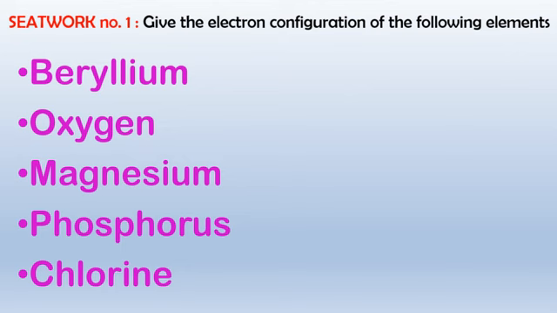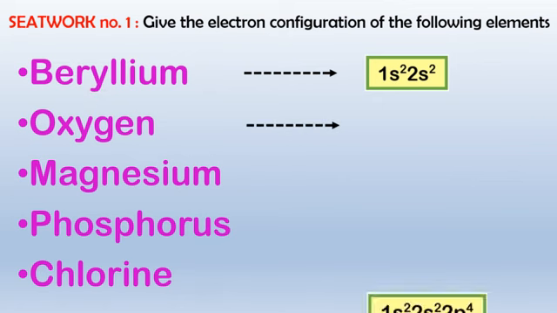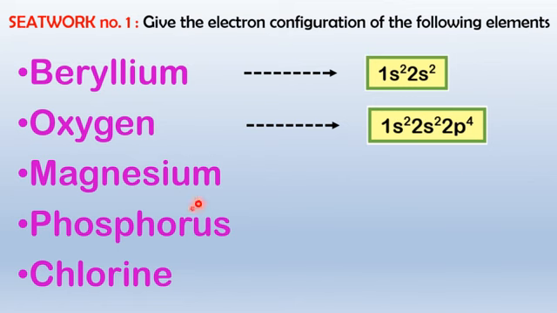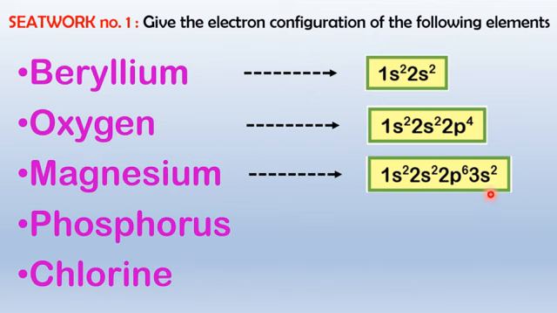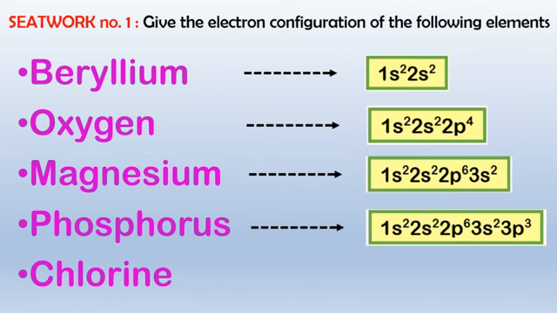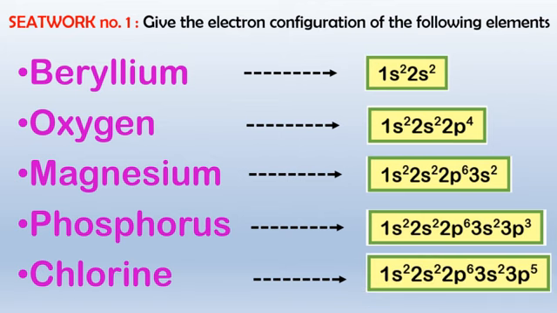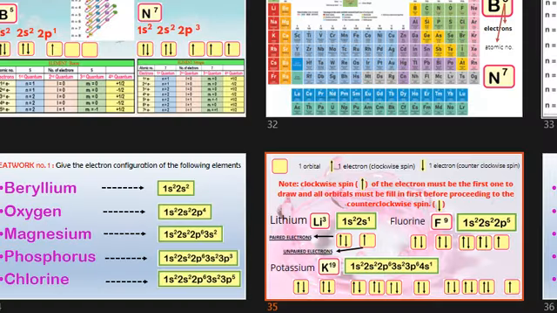Okay, time's up. Let's have the answer. For beryllium, we have 1s2, 2s2, because beryllium is the fourth element. Oxygen is 1s2, 2s2, 2p4, because oxygen has 8 electrons. Magnesium is 1s2, 2s2, 2p6, 3s2, equivalent to 12 electrons, while phosphorus is 1s2, 2s2, 2p6, 3s2, 3p3, which is 15 electrons. The last one is chlorine, 1s2, 2s2, 2p6, 3s2, 3p5, equivalent to 17 electrons. Okay, so we're done with the electron configuration.